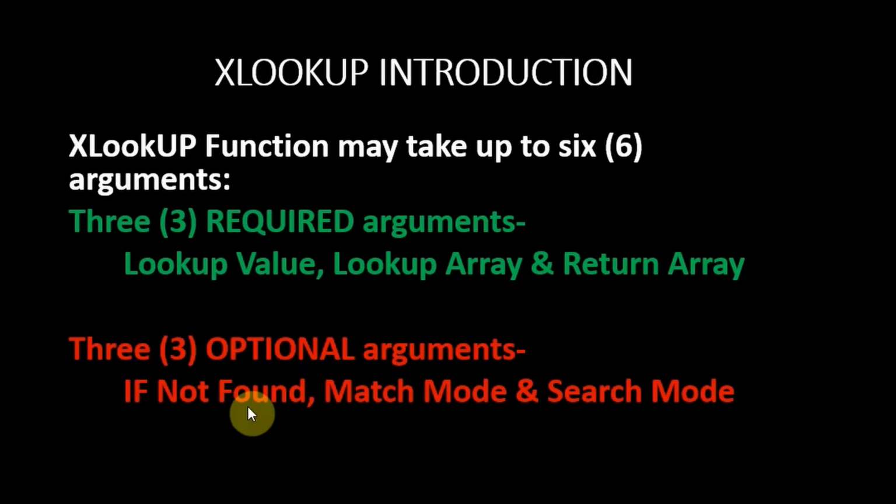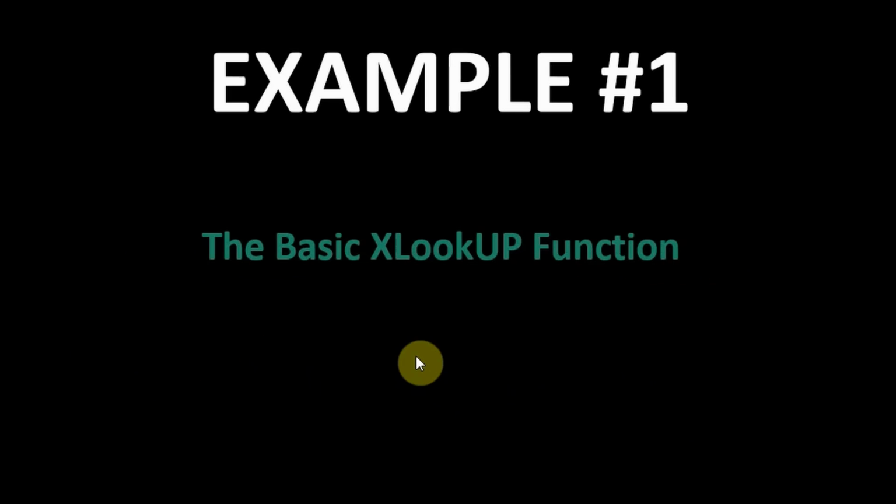If not found allows XLOOKUP to return a customized message to users in the event data is not available. By default, XLOOKUP is set to exact match mode. However, we can select the different match mode types using the match mode option. And there is also search mode, which allows XLOOKUP to search in different ways such as ascending and descending order. Let's go to our example.